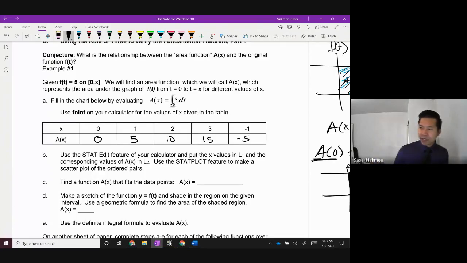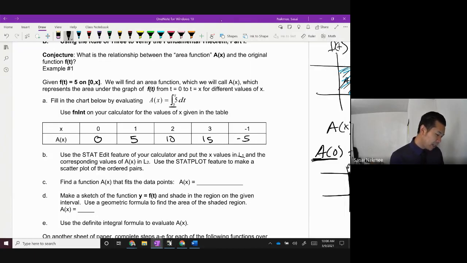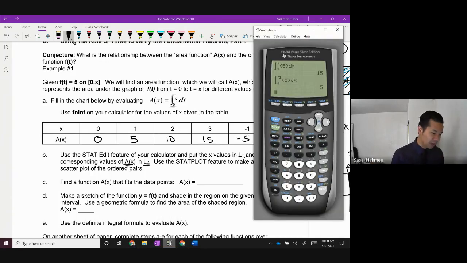So check this out. If I were to plot these points, I'll use the stat plot feature, and I'm going to show you real quick. I'm going to put the x values into L1 and the corresponding output values into L2. You don't need to do this, but if you want to, you can.